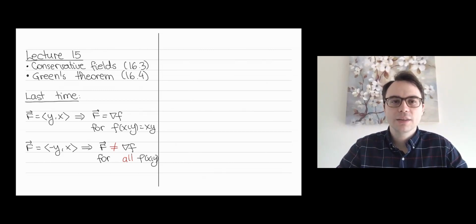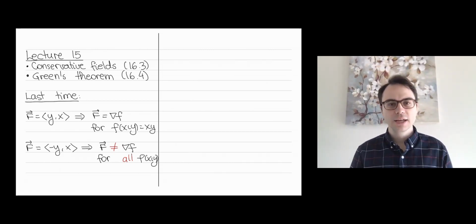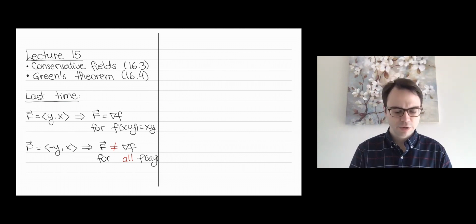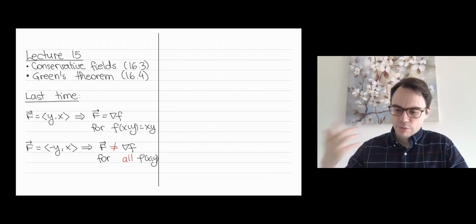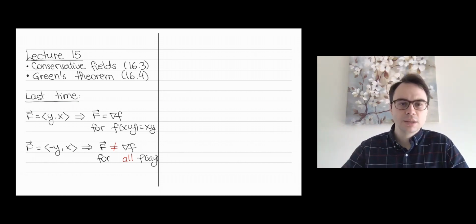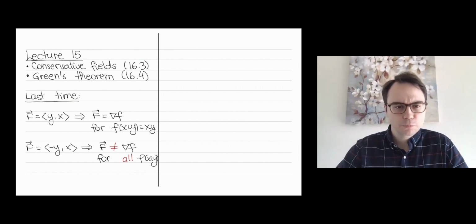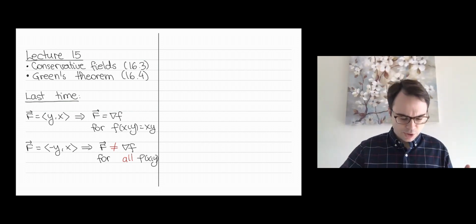Hi everybody, this is lecture 15 and today I'll wrap up our discussion of conservative vector fields and then introduce you to Green's theorem, which is the next big theorem in this class, one of those theorems that tells us what happens when we integrate a derivative. Okay, so here's where we stopped.